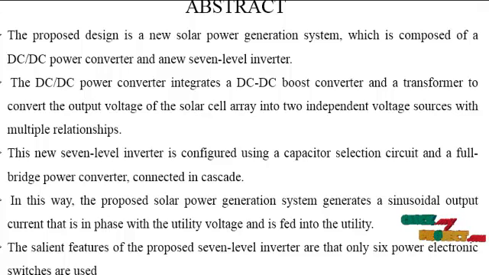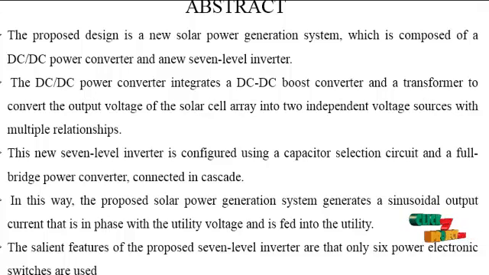This new 7-level inverter is configured using a capacitor selection circuit and a full bridge power converter connected in cascade. The capacitor selection circuit converts the two output voltage sources of the DC to DC power converter into a 3-level DC voltage, and the full bridge power converter further converts this 3-level DC voltage into a 7-level AC voltage. In this way, the proposed solar power operation system generates a sinusoidal output current that is in phase with the utility voltage and is fed into the utility.